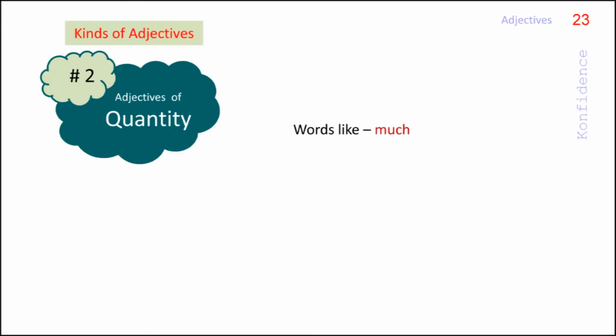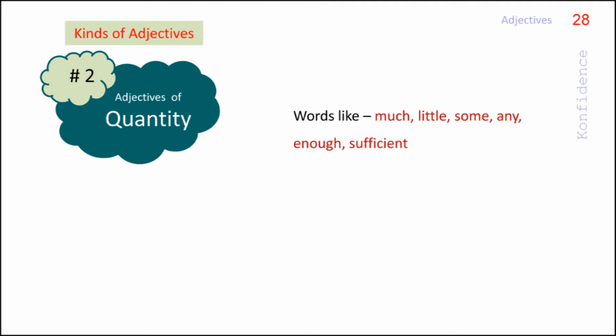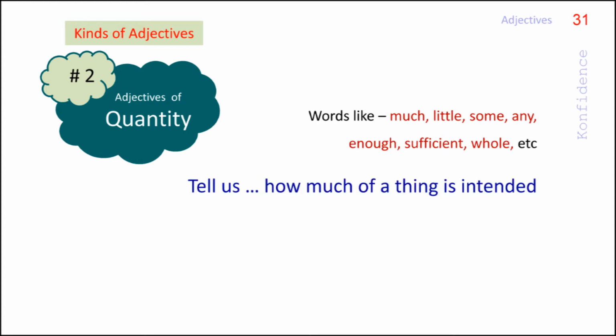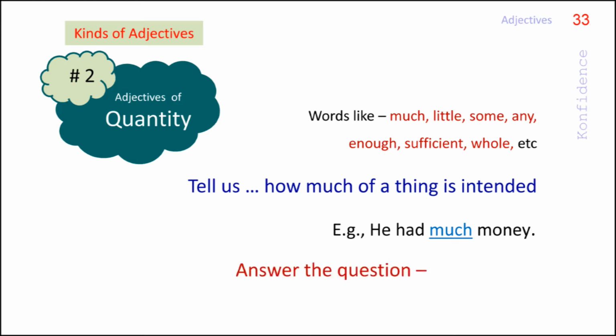Words like much, little, some, any, enough, sufficient, whole, etc. tell us how much of a thing is intended. In other words, they express quantity of something. So they are called adjectives of quantity. See the sentence given in the slide. The underlined word much shows the quantity of money he possessed. Adjectives of quantity answer the question, how much?